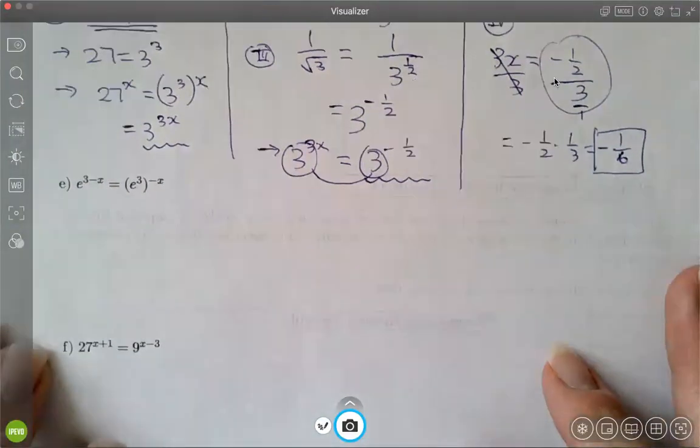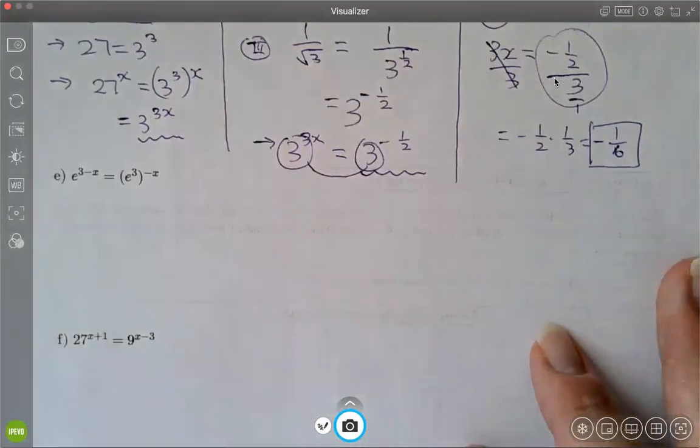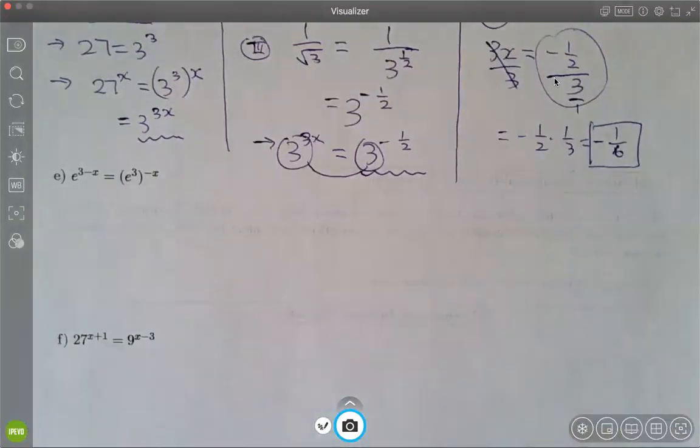And now part E. Okay, so now guess how I can pronounce this part E. e to the 3 minus x is equal to e to the 3 minus x. Same thing, right? Now, even though, yes, the way we say it is the same, are they really telling us the same thing?